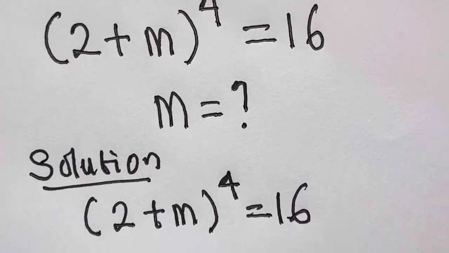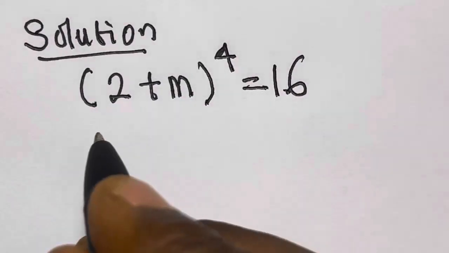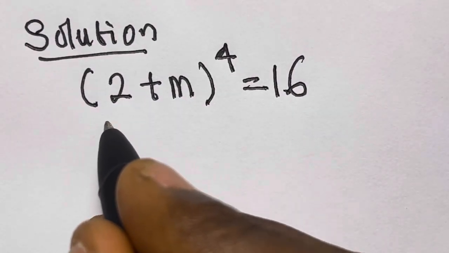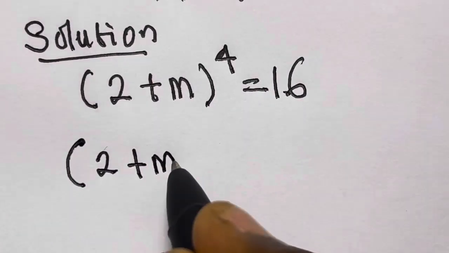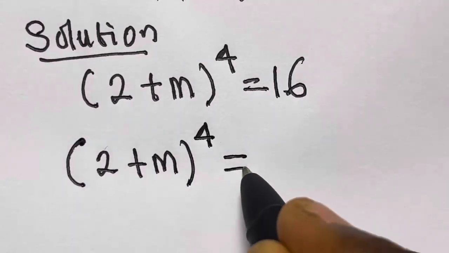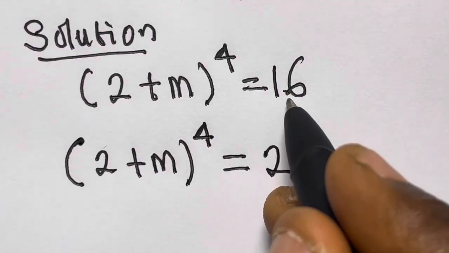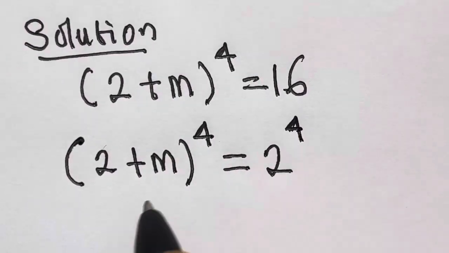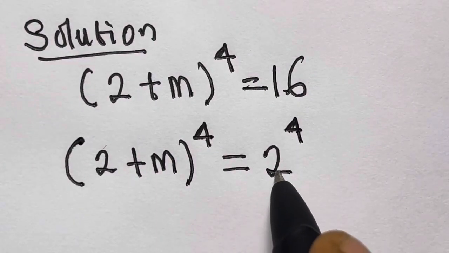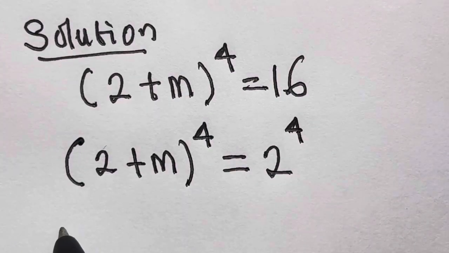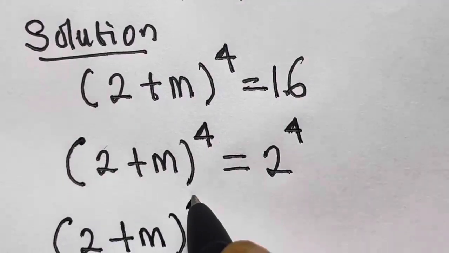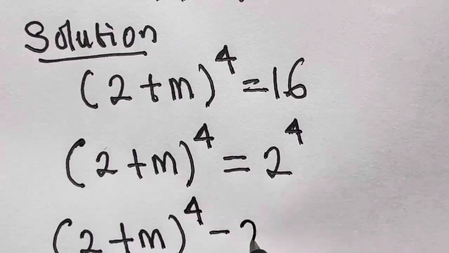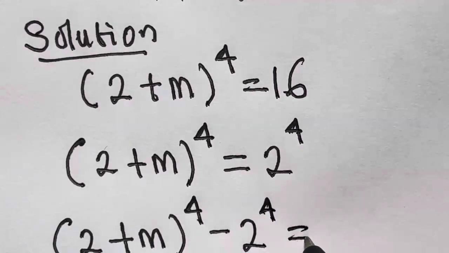So let's go. We have this equation, and it becomes (2 + m)^4 = 16, where 16 can be expressed as 2^4, right? Then we can transfer this 2^4 to this side. So we have (2 + m)^4 - 2^4 = 0.